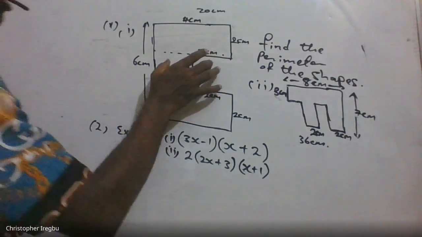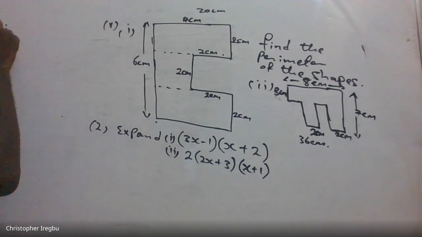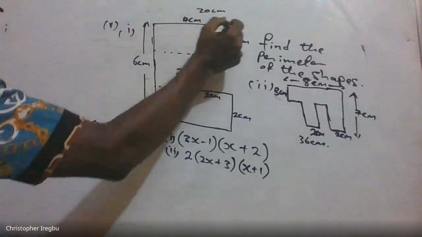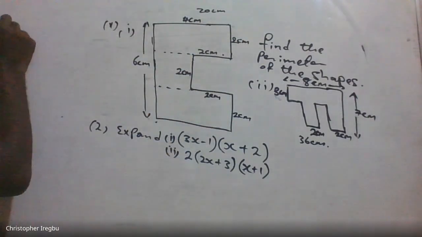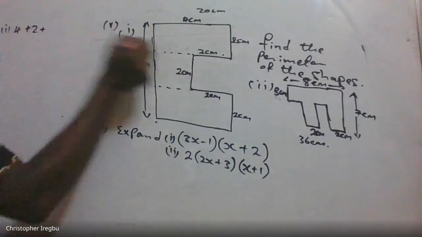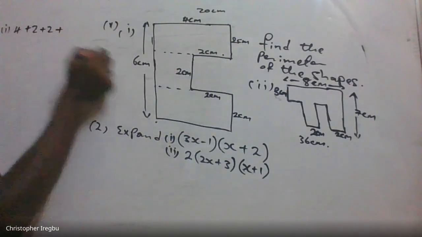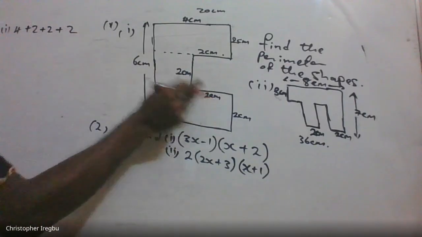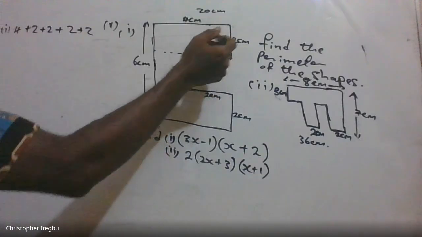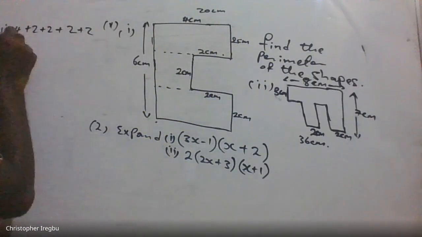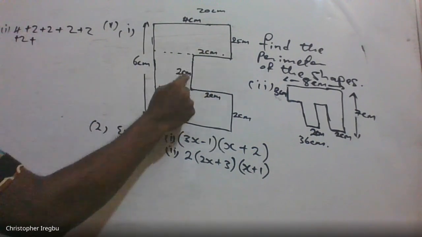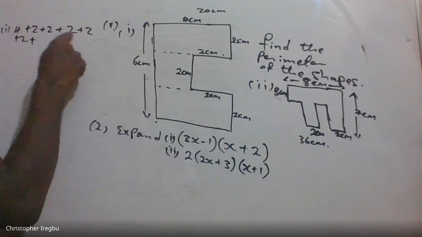So to get the perimeter of this shape, number one I, the perimeter of this shape should be this length from here to here plus from here to here. So that should be 4 plus here is 2 plus here is 2 plus 2 plus this other 2 plus 2 plus another 2 plus 2 plus how many 2s? This 2, 2, 2, 2, and these 2. 1, 2, 3, 4, 5.